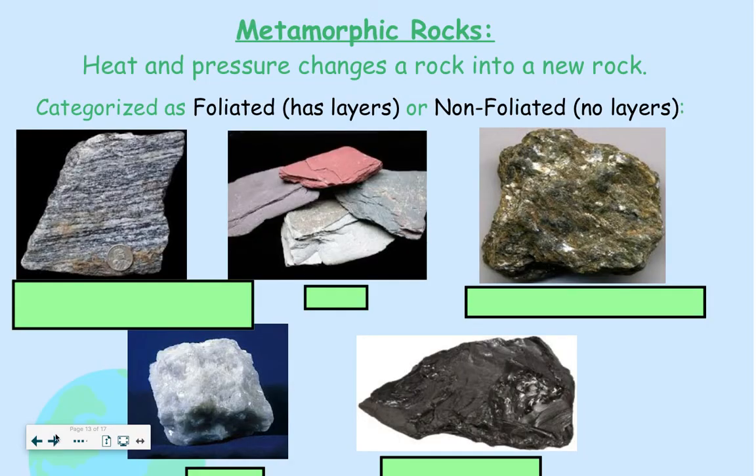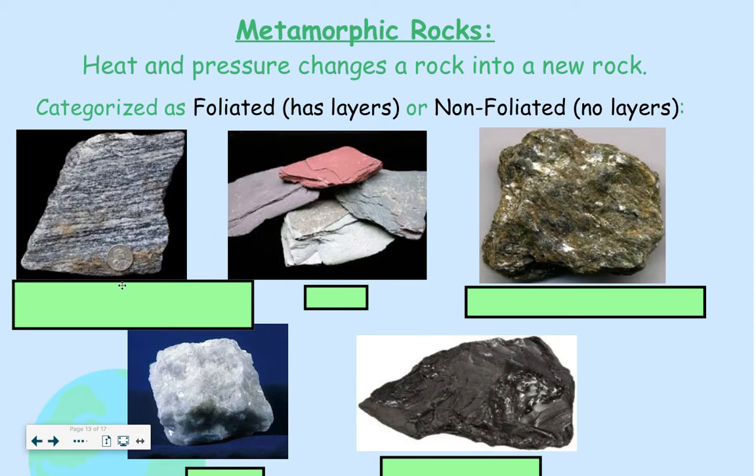Metamorphic rocks, last major group, is formed by heat and pressure. Heat and pressure from things like subduction and being forced deep underground at convergent plate boundaries can cause rocks to change into new rocks, and those new rocks are called metamorphic rocks. If they have layers, they're considered foliated. If they do not have layers, they are considered non-foliated.